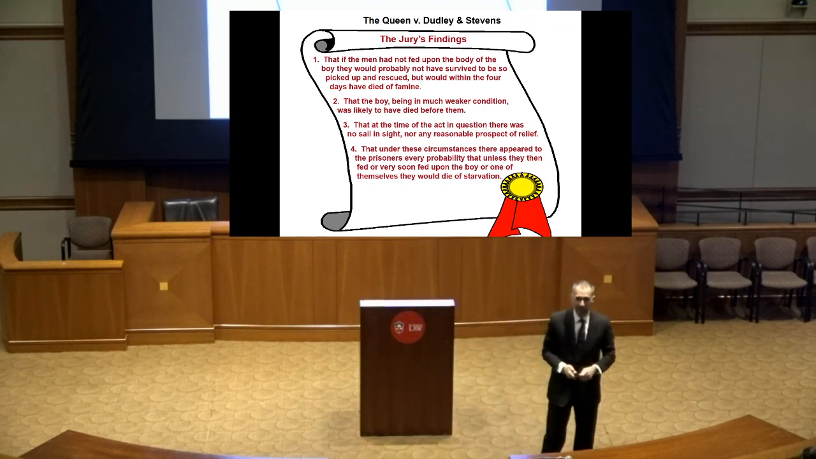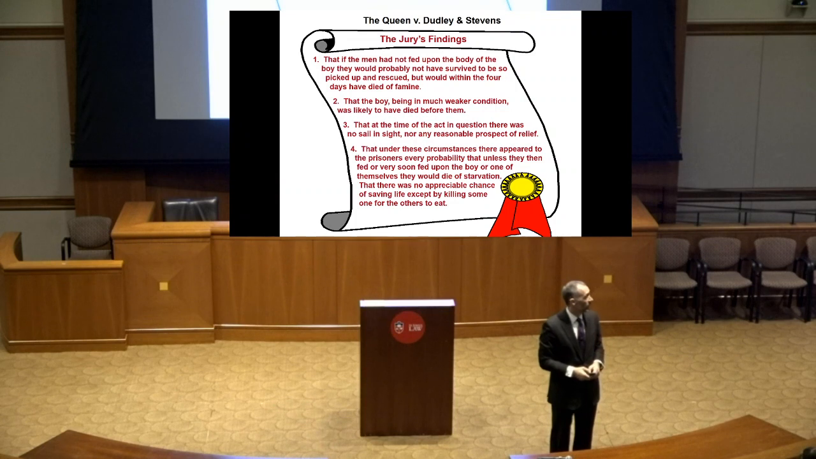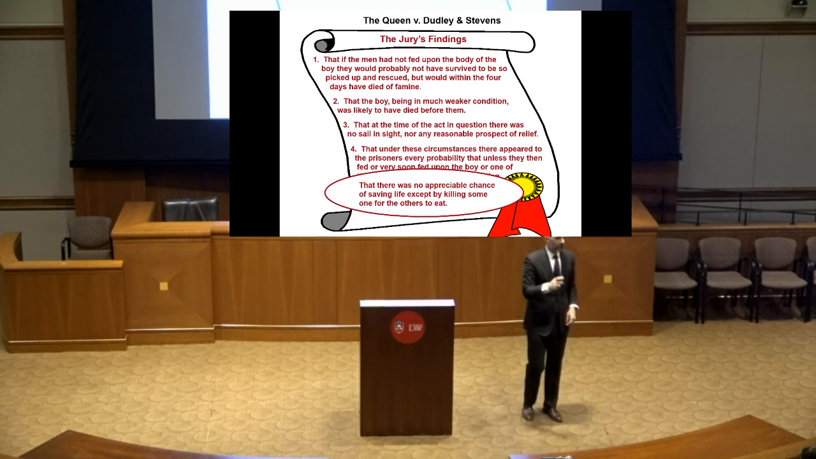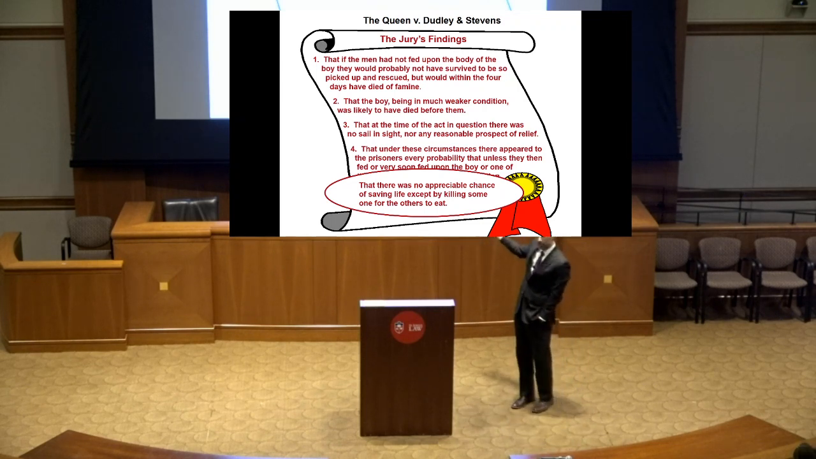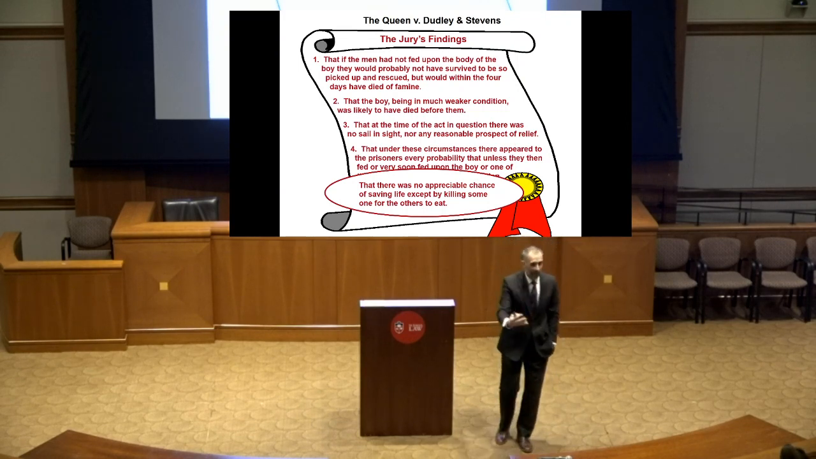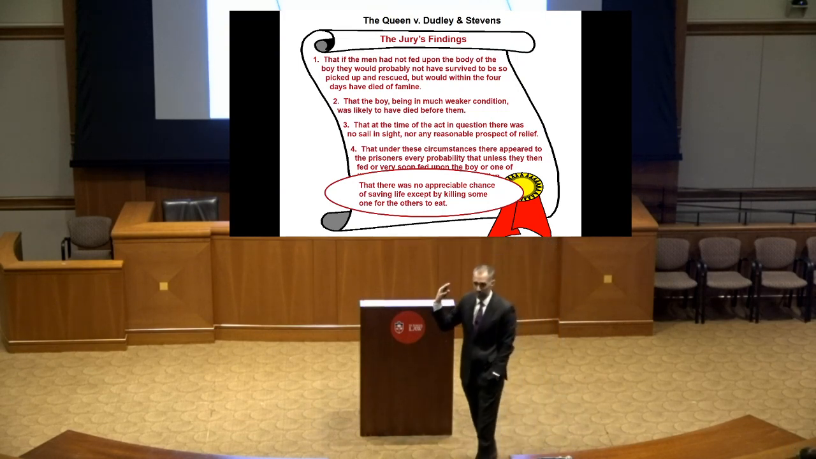And here's the key finding. There was no appreciable chance of saving life except by killing someone for the others to eat. And this is what I want us to engage with. The jury sat through the trial, heard the evidence, and reached these findings. So we can't argue with that.